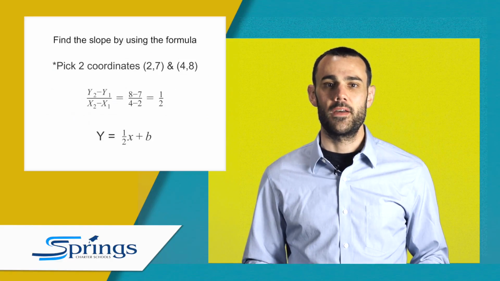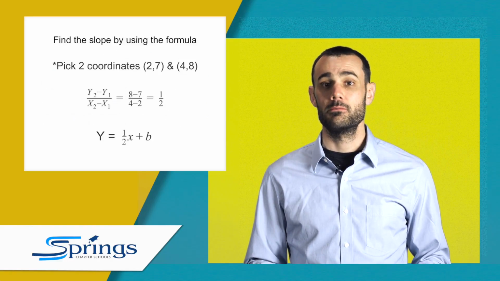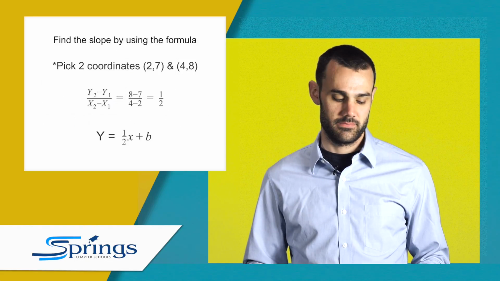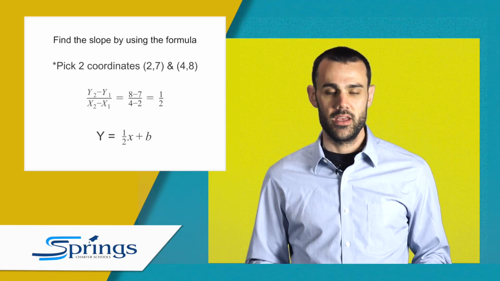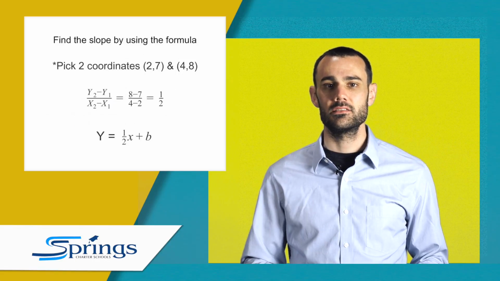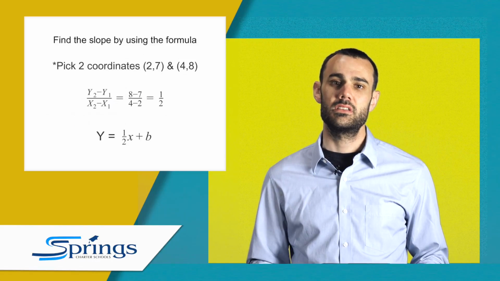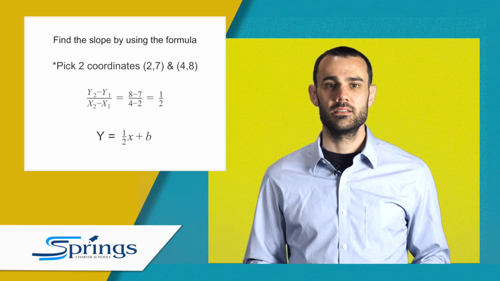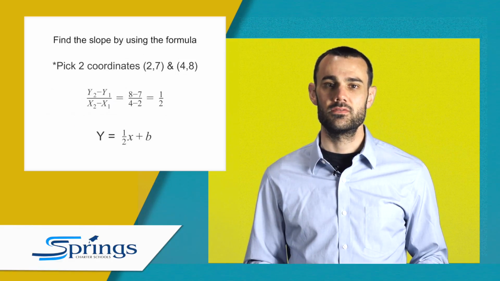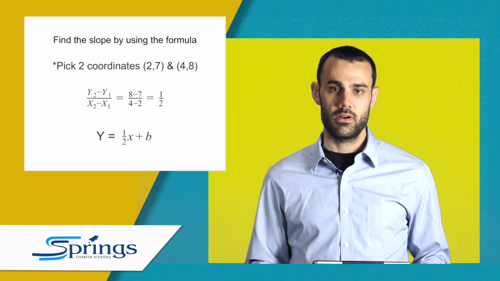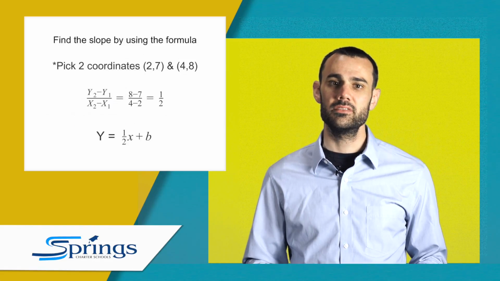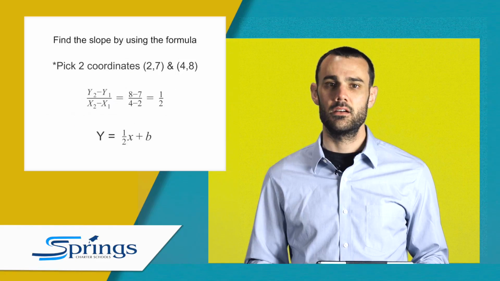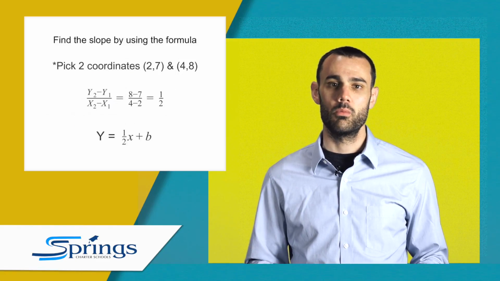First of all, we need to find the slope, and to find the slope we need to use the slope formula. It's been listed here for us. It's y2 minus y1 over x2 minus x1. I picked two coordinates to insert into this formula to help us find the slope for this equation: 2, 7 and 4, 8. We put those in respectively and solve. So I set it up as 8 minus 7 over 4 minus 2. When we simplify this fraction, we get 1 over 2, or 1/2.